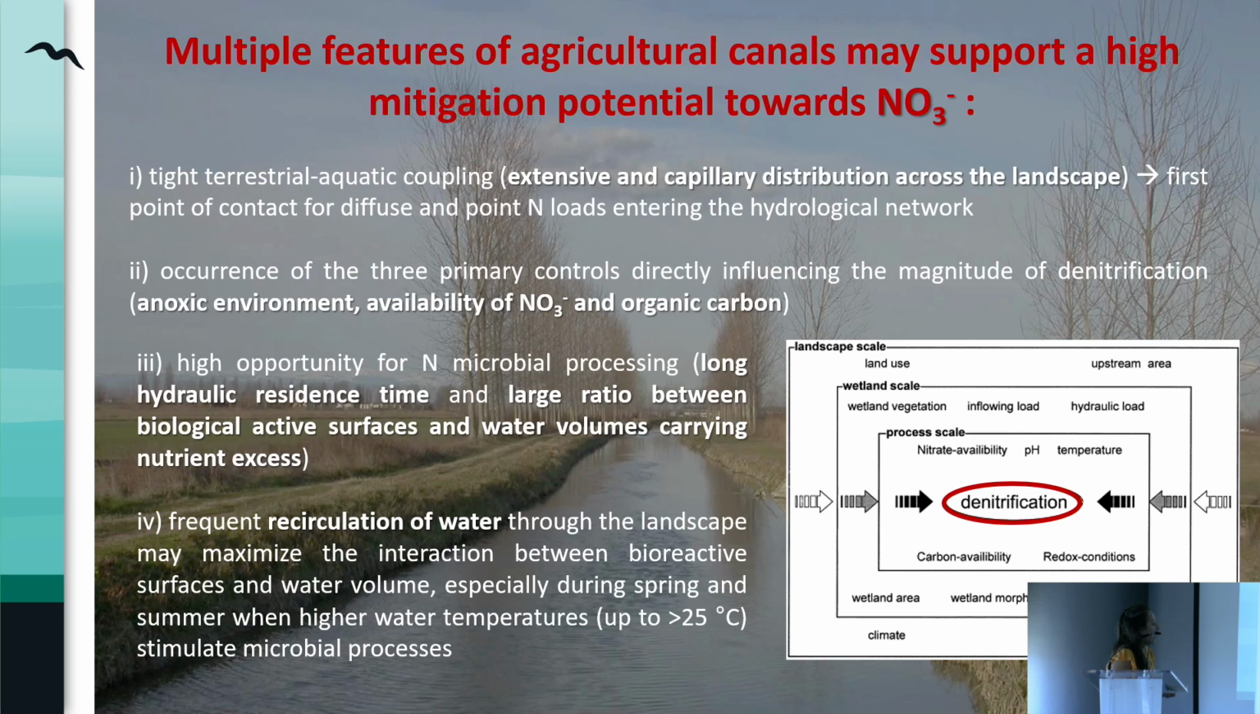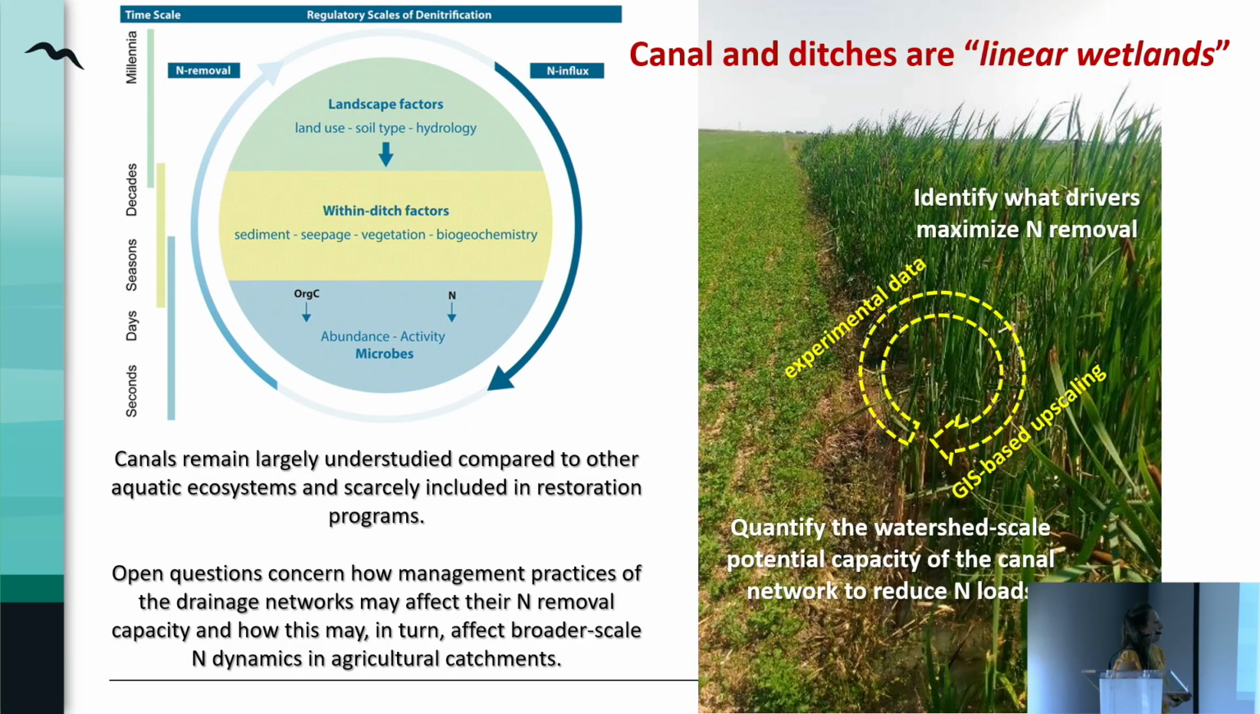time is long and there is a huge ratio between the biologically active surfaces and the water volume that carries nutrients. And finally, also the frequent recirculation of water through the landscape that maximizes the interaction between the bioactive surfaces and the water volume, especially during the irrigation period, that is during the spring and summer, when the temperatures are higher, and this condition stimulates microbial processes.